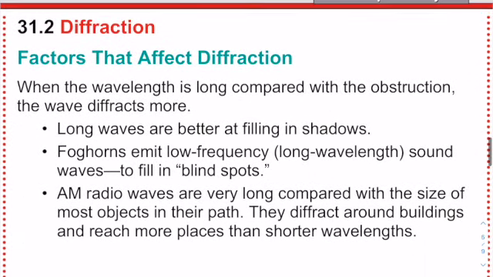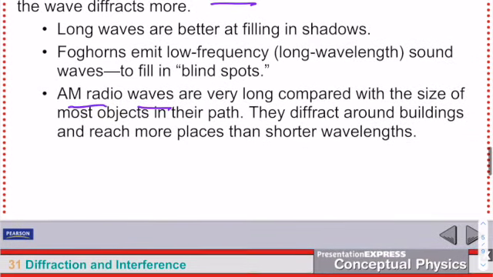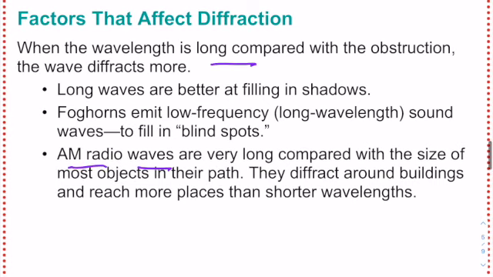What are the factors that affect diffraction? Again, when the wavelength is long compared with the obstruction, the wave diffracts more. If you look at AM radio waves, they are very long compared with the size of most objects in their path. So they diffract around buildings and reach more places than shorter wavelengths. So you don't really need an antenna in order to hear AM radio, because they have long wavelengths and can go through buildings or other obstructions.